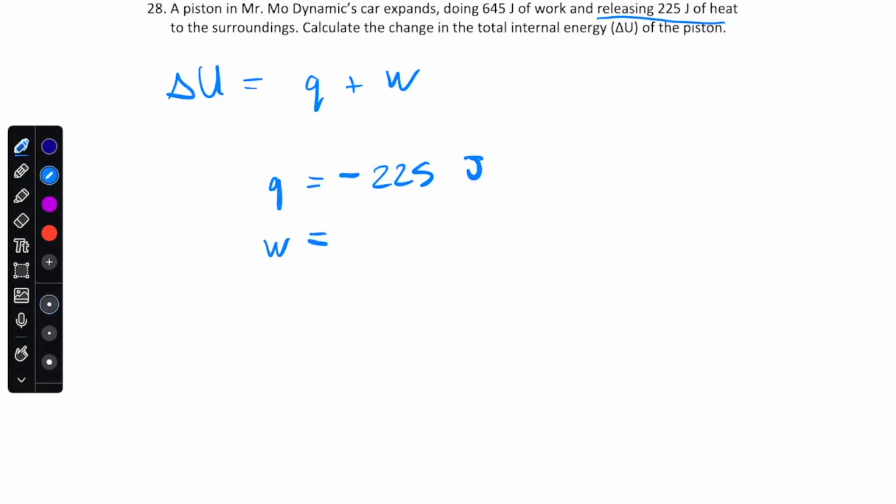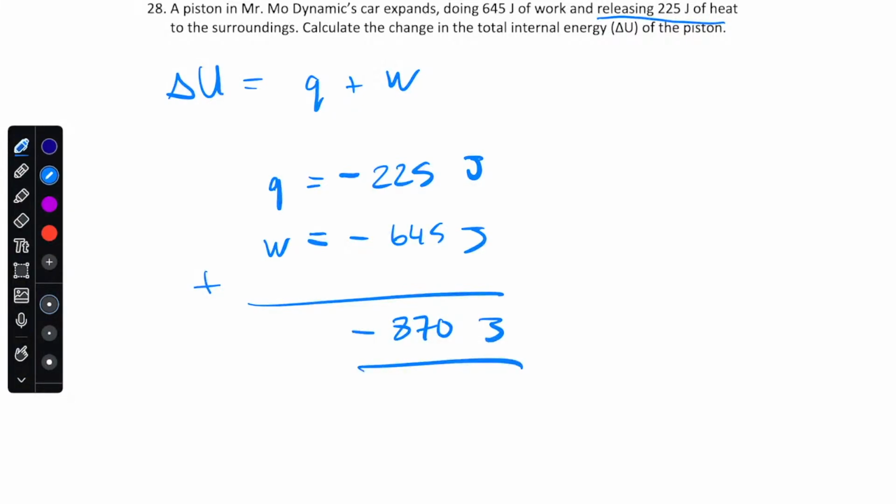W, same thing. If it's doing work on the surroundings, work is negative. And it says it's doing that work to the surroundings, so that means it's going to be negative 645 joules. Sum them together, and you end up with minus 870 joules. And that's your answer for this question. The whole trick here is correctly identifying the signs of Q and W based on whether the system is expanding and doing work on the surroundings, or compressing and work is being done to it, and on whether heat is released to the surroundings. It's exothermic, negative.